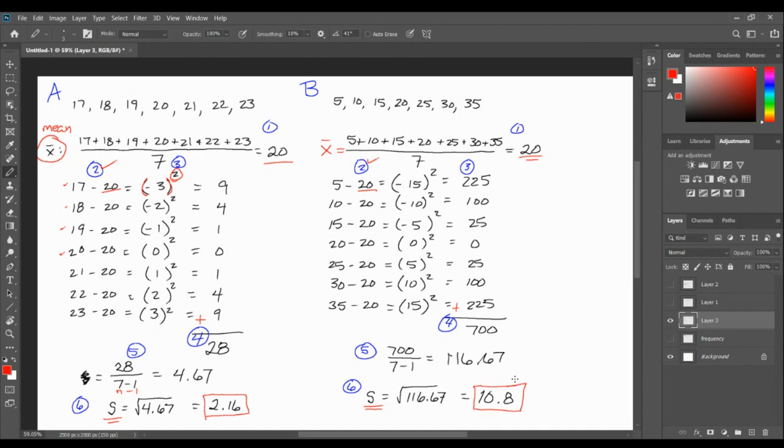So what that means is that the data set in B is spread out such that you have to go about 10 to 11 points from the mean before you get into the middle of the data on either side. Whereas data set A, you only have to go about 2 points before you get into the middle of the data on either side of the mean. So those are much closer together. A small standard deviation, like with data set A, means the data are clustered pretty closely together.